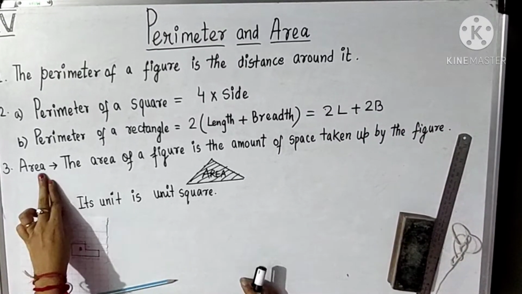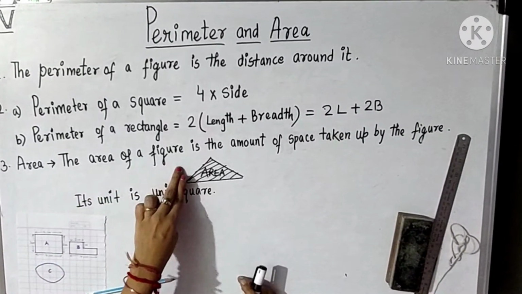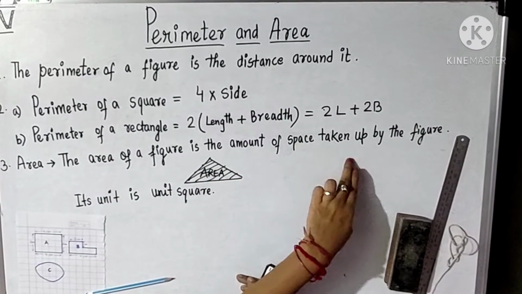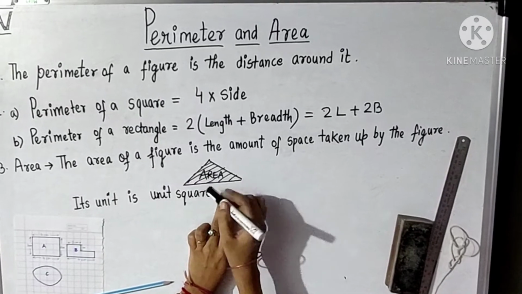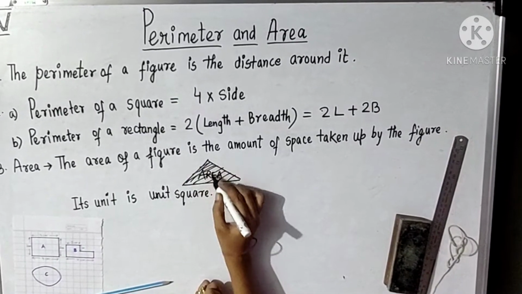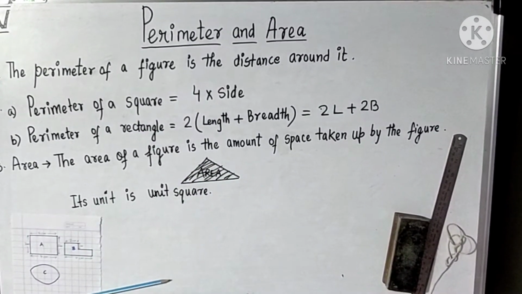Now, what is area? The area of a figure is the amount of space taken up by the figure. As you can see, this is a triangle. The shaded part is considered as the area of the given figure.